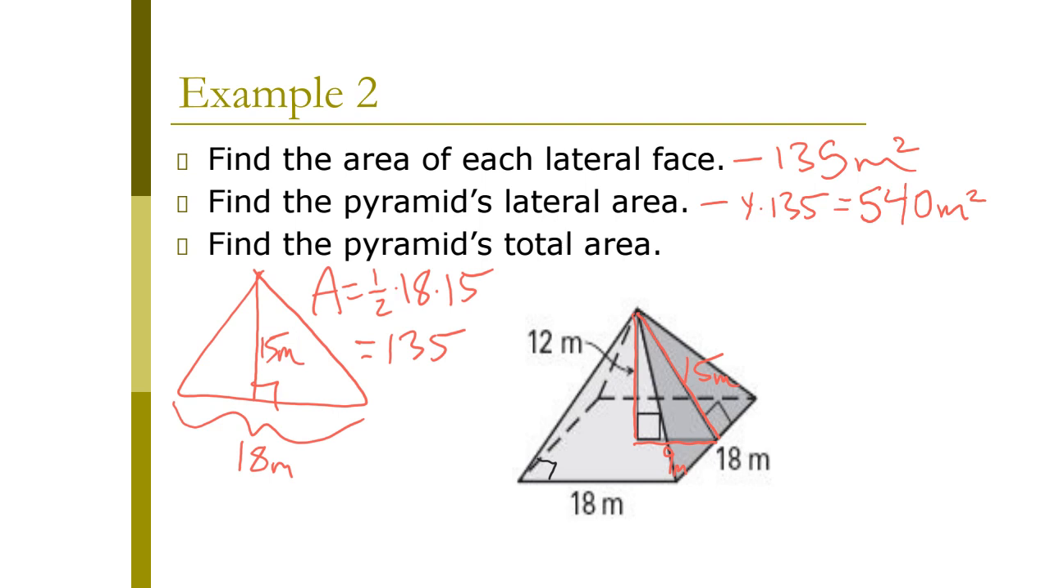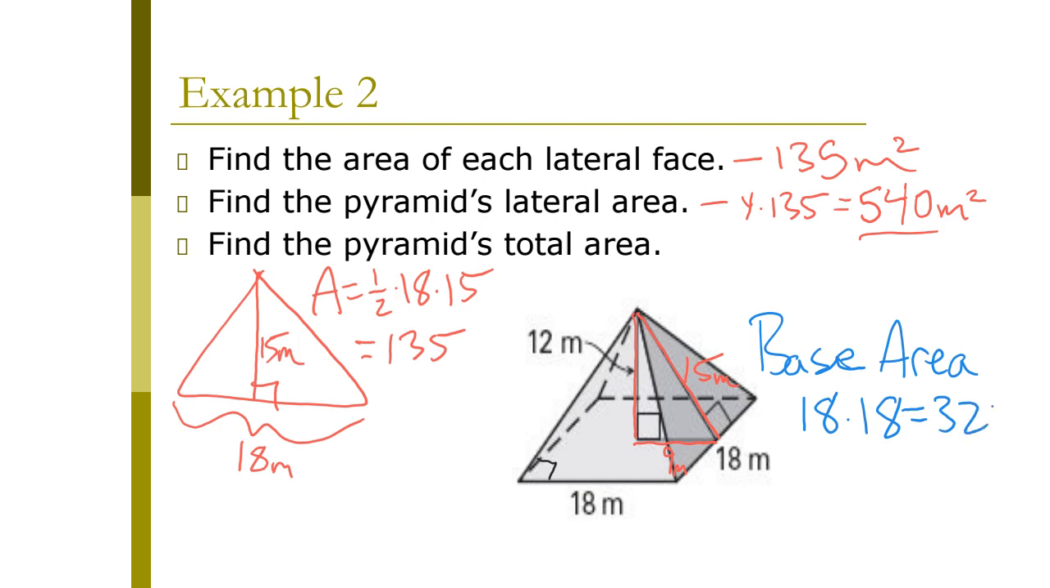So now I've got to get the total area. Well, if I have the 540, that's the lateral area. I need the base area. Well, that's going to be 18 times 18, right? It's just a square, which is 324. So 324 meters squared.